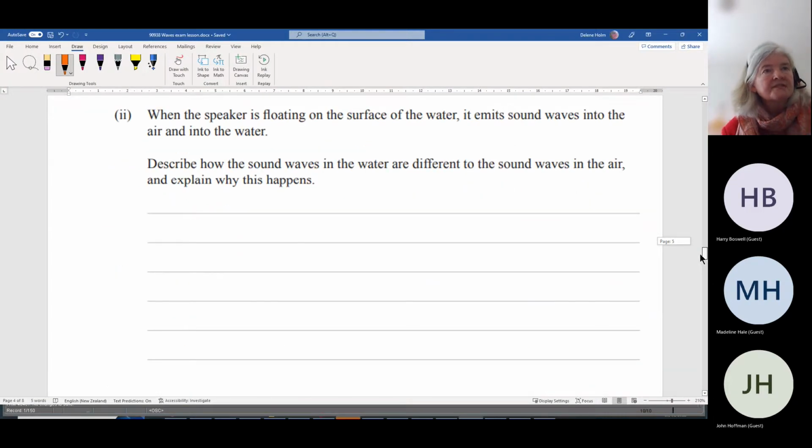So when the speaker is floating on the surface of the water, it emits sound waves into the air and into the water. Whenever it's got this word explain, you know this is an excellence level question. So give as much detail as you can. Whenever you make a statement, ask yourself, how? How do I know that? Why does that happen? Because it can be simply obvious detail that you think is so obvious that you don't bother putting it in, but that's the difference between your achieved and your merit and your excellence.